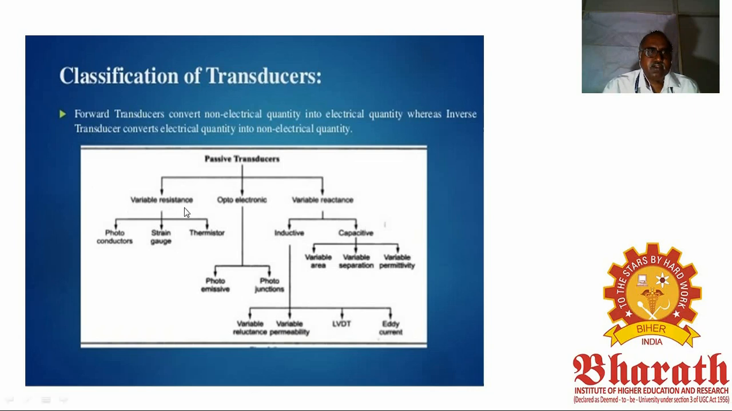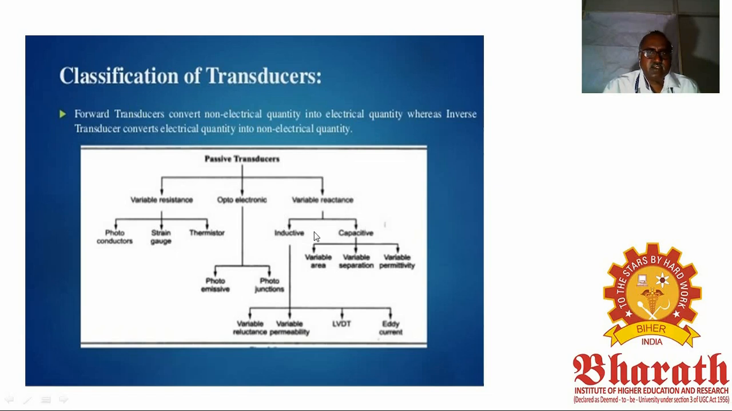The variable resistance transducers are further classified into the photoconductors like photodiodes and phototransistors, which vary their conduction depending upon the illumination. Then the strain gauge, which is the variation in the resistance due to dimensional change. Thermistor: depending upon the input temperature, the resistance varies. Even though the underlying concept of variation in resistance is there, they receive various forms of input for it to vary. Next, the important discussion is about the variable reactance.